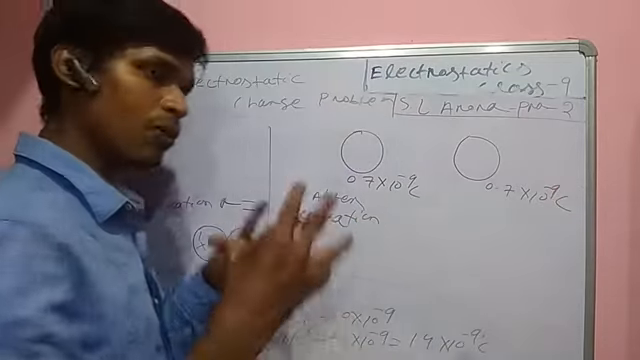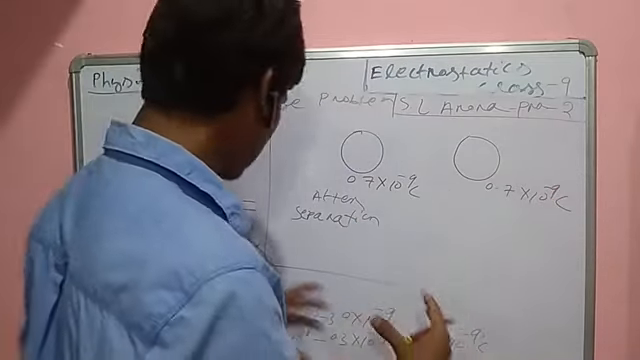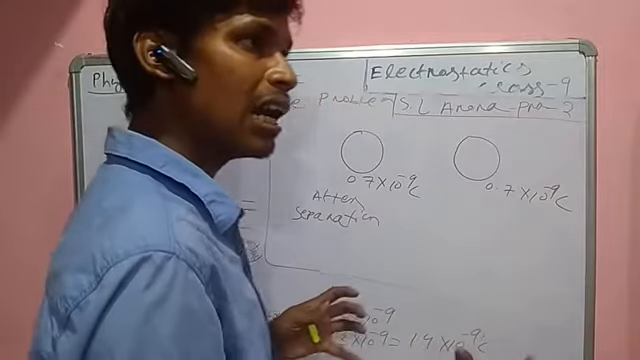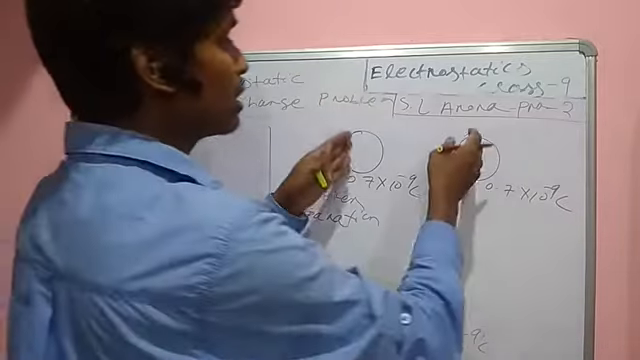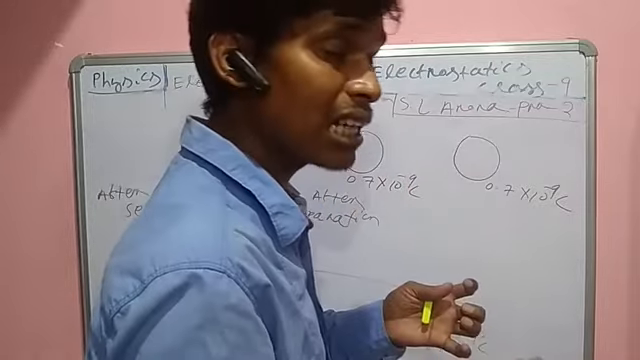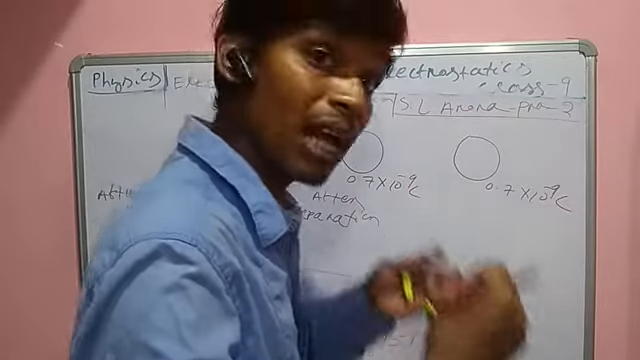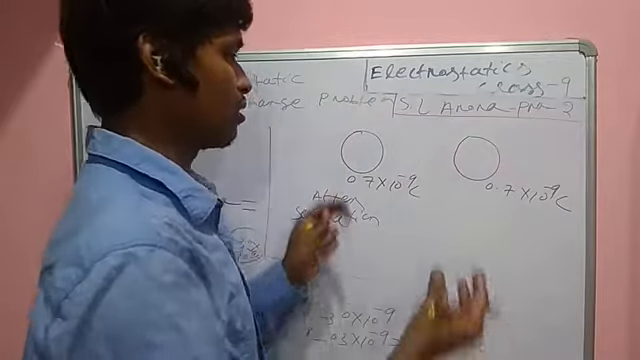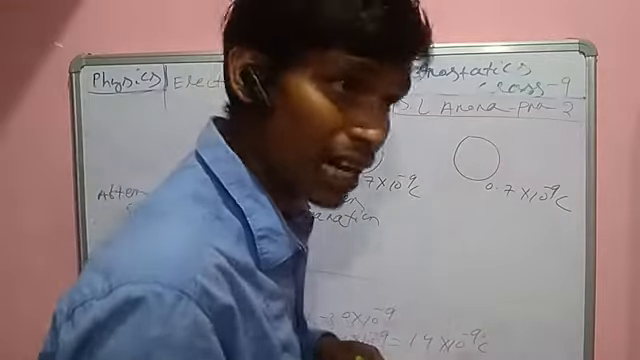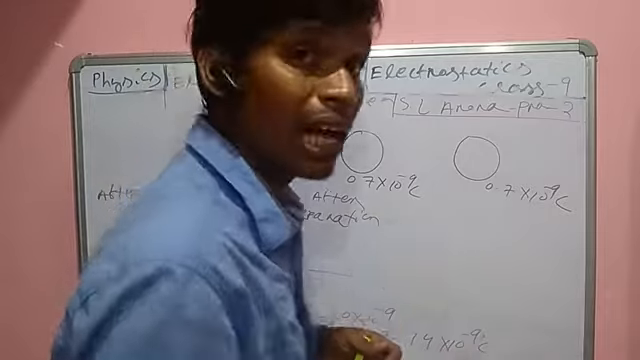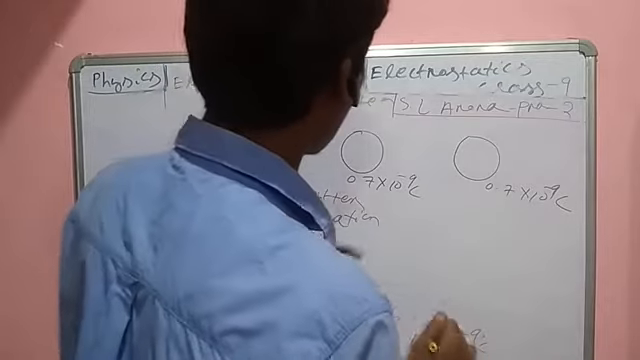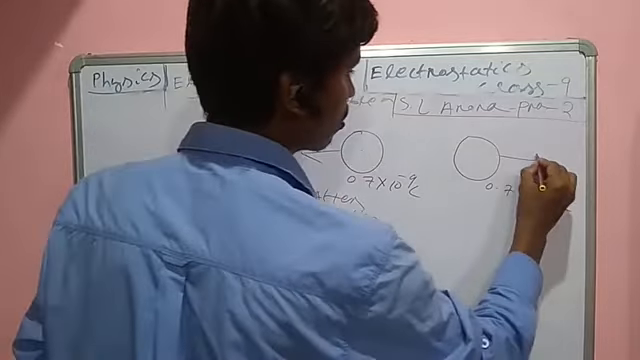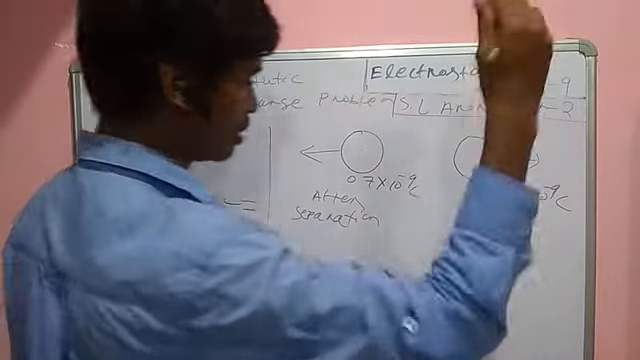But during contact this charge is added. After separation the charge is divided, and this is similar charge with similar polarity. So that's why after separation the force acting is repulsive in nature. Yes or no? This repulsive force is what?